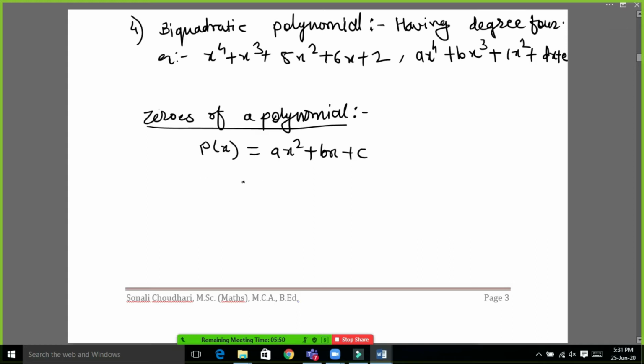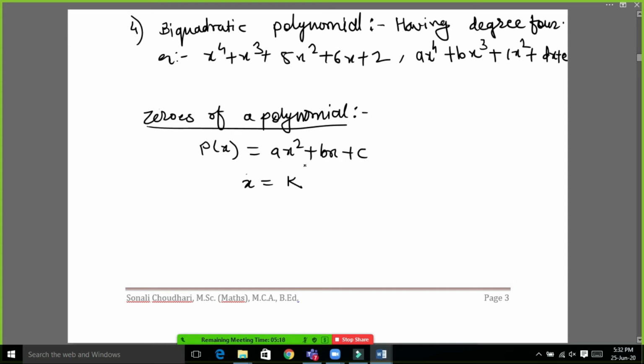Suppose x is equal to k here, and after substituting the value k instead of x, if we get the answer 0, then we can say that x is equal to k, or x minus k, is the 0 of a polynomial. So what we have to do is substitute x is equal to k, and if we get p of k is equal to 0, then we can say that x minus k, or x is equal to k, is the 0 of the polynomial.